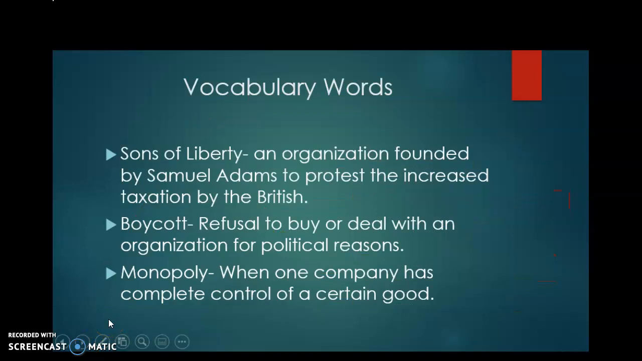So some vocabulary words before we go over our worksheet. Sons of Liberty, an organization founded by Samuel Adams to protest the increased taxation of the British.